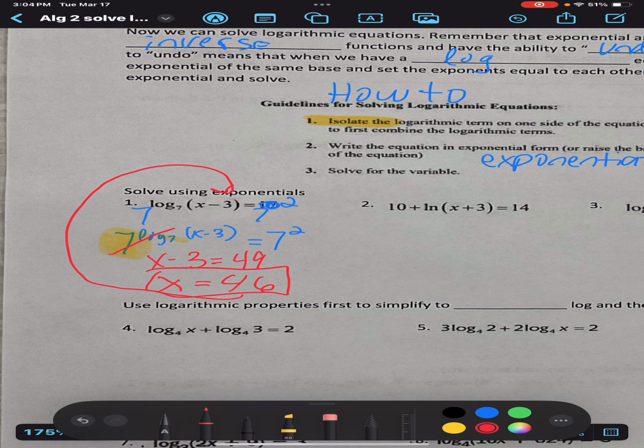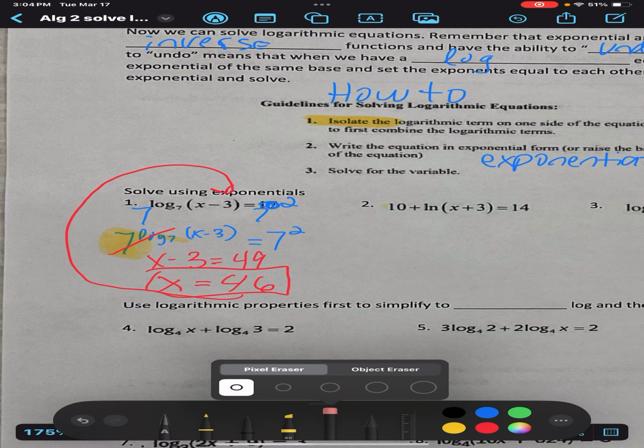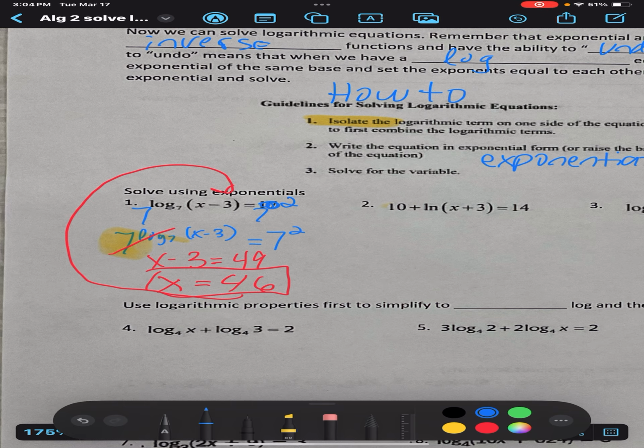All right, on number 2, it says I have 10 plus ln of x plus 3 equals 14. Don't forget, isolate. I want the log part all by itself. So I need to get rid of that 10 first. So subtract the 10 over, and I have ln of x plus 3 equals 4.